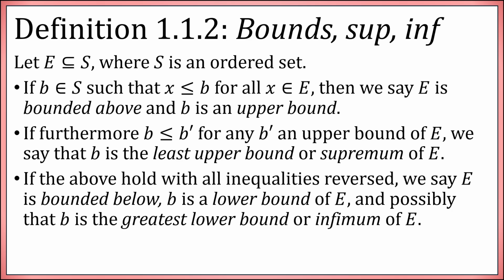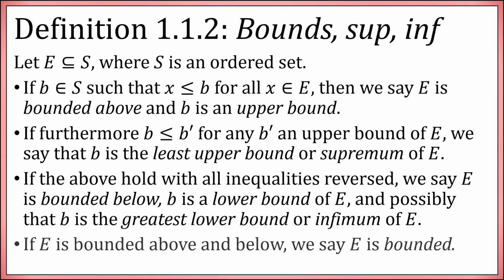If you state all of this with the inequalities reversed, then you can talk about E being bounded below, a number being a lower bound of a set, and if it's the largest of all possible lower bounds, that's called the infimum of a set. If a set is bounded both above and below, we call the set bounded.